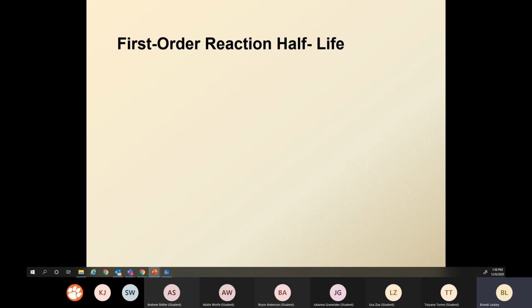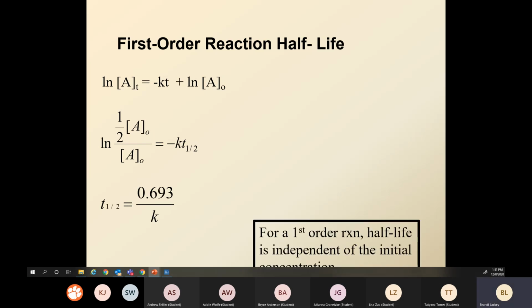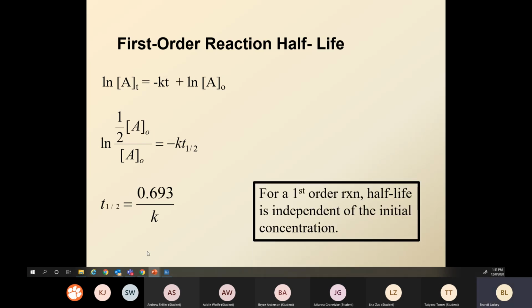Okay, so like I said, first order reaction is half-life. And they derived that first order integrated rate law with half-life to get this equation at the bottom, which is on your reference sheet. So the half-life, that T half, is equal to 0.693 over K, so over the rate constant.